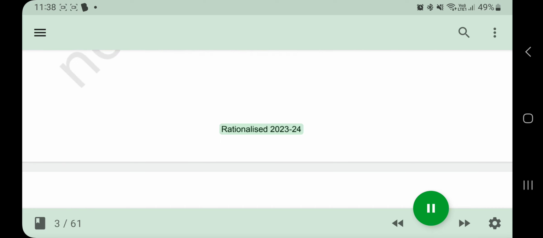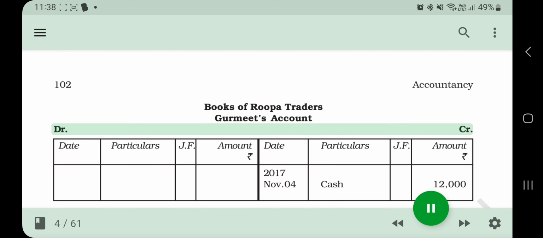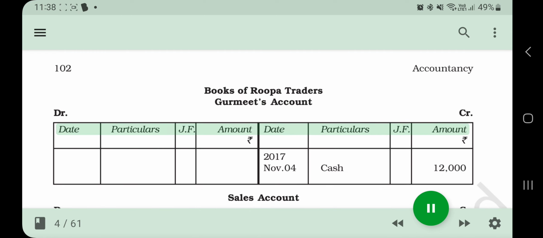Rationalized 2023-24, 102 Accountancy. Books of Rupa Traders, Gurmeet's account. Dr. Cr. Date, particulars, J.F.